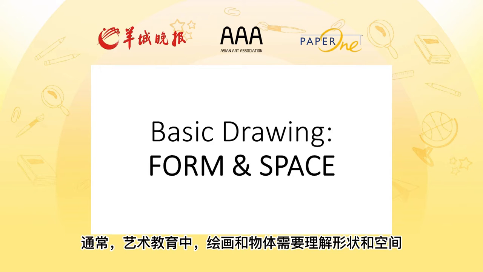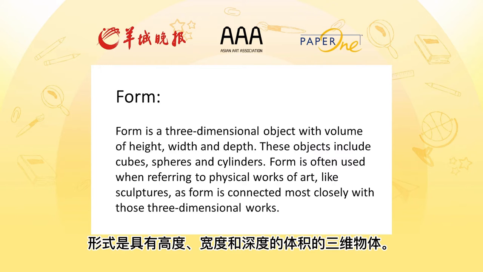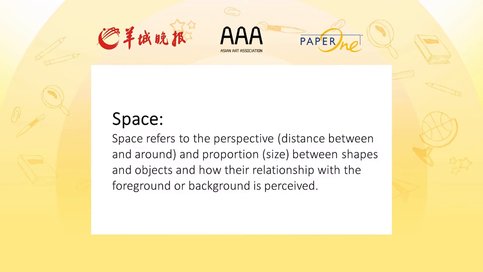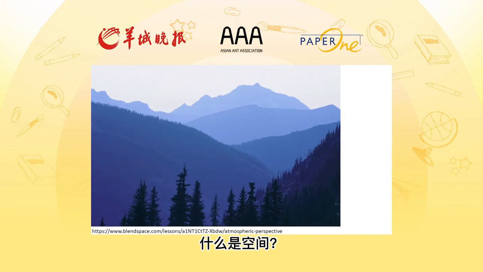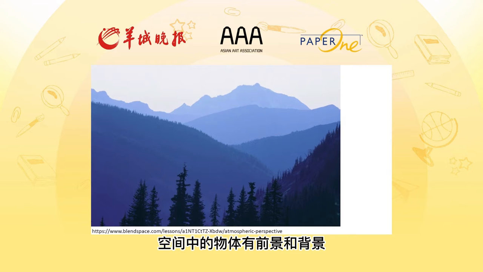In informal art education, drawing an object requires the understanding of form and space. Form is a three-dimensional object with a volume of height, width, and depth. What is space? Space refers to the perspective and size between shapes and objects. Objects in space have a foreground and background. Now, I will share with you how to create form and space on an object.